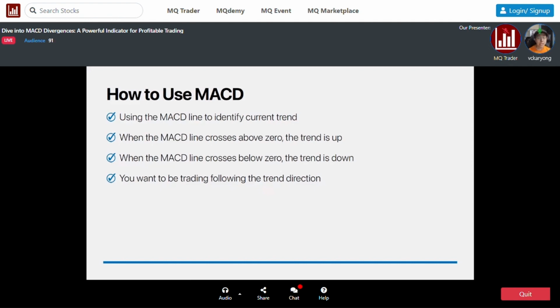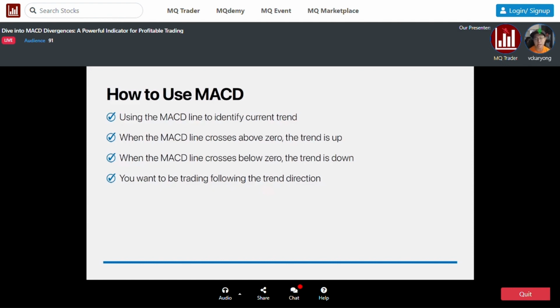To recap, the MACD line is a study of the difference between a fast and a slow moving average. A moving average is an indicator to help us identify the direction of a trend. If the MA is moving up, generally we're in an uptrend. If the MA is coming down, we're in a downtrend. So the MACD line also helps identify whether we are focusing on an uptrend or a downtrend. When MACD crosses above zero, which means the MAs are moving up, it means we're generally in an uptrend.